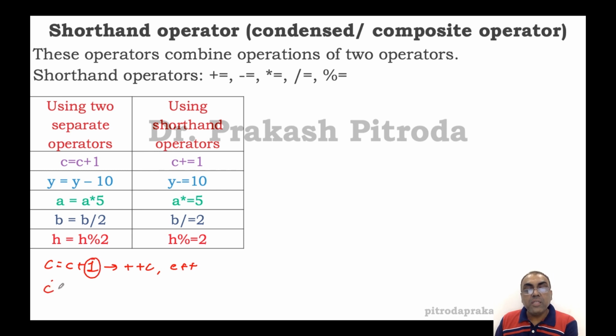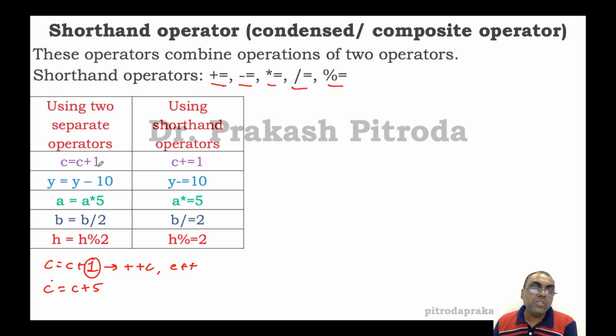But what if I have c is equal to c plus 5? Now I cannot write c plus plus five times and then say c. That is not valid because that's not an operator. So for values other than 1, including 1 as well, you have shorthand operators: plus equal to, minus equal to, asterisk equal to, slash equal to, and modulus equal to. They also work like accumulation values.